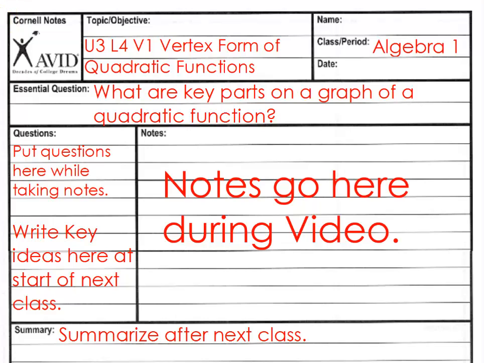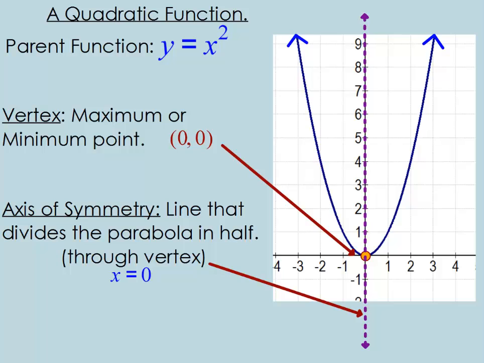Welcome, Algebra 1. This lesson's on graphing quadratic functions in vertex form. Let's begin. The essential question is, what are key parts on a graph of a quadratic function? So this is what a quadratic function looks like. We call this the parent function, y equals x squared. So this is the graph of y equals x squared.